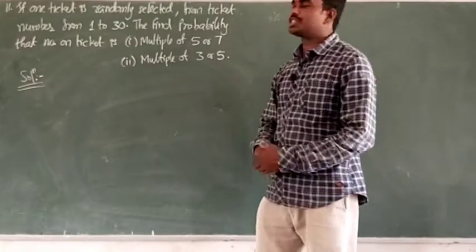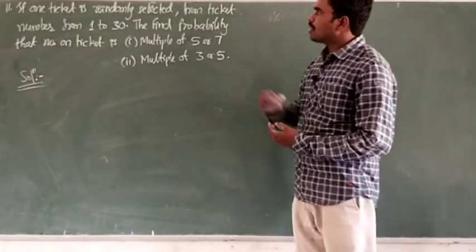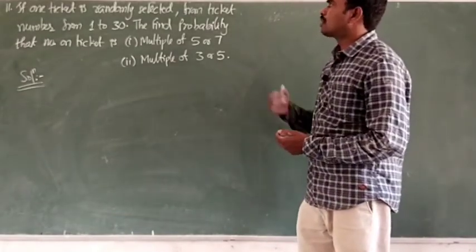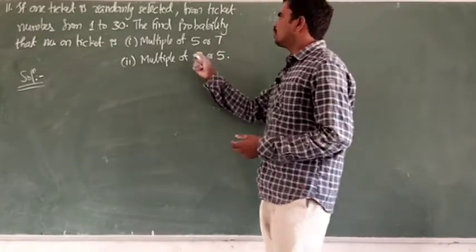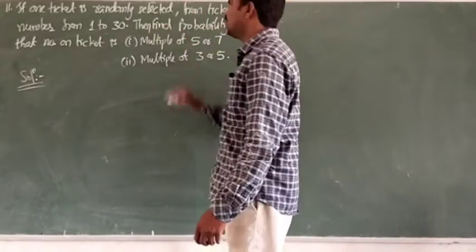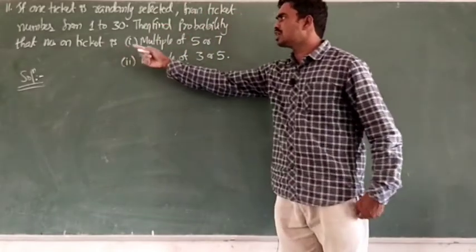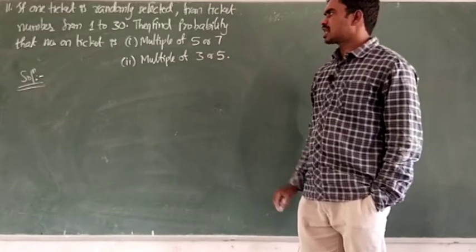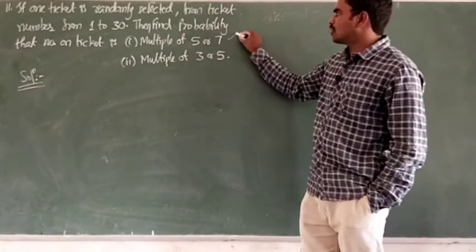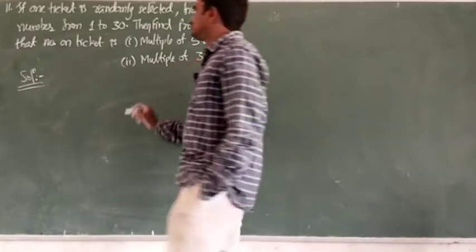11th question. This is also very simple. If one ticket is randomly selected from ticket numbers from 1 to 30, then find the probability that the number on the ticket is a multiple of 5 or 7. Second one, multiple of 3 or 5. I will tell you one question, you do the second one, okay?